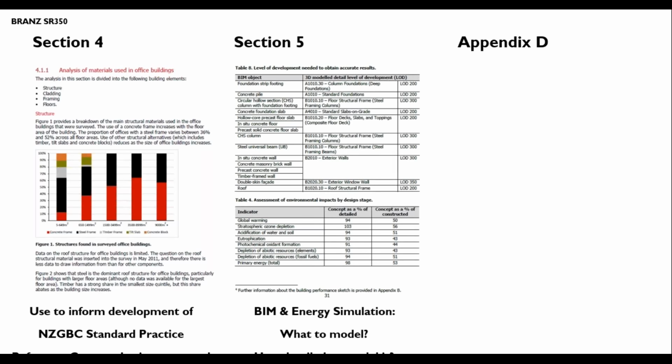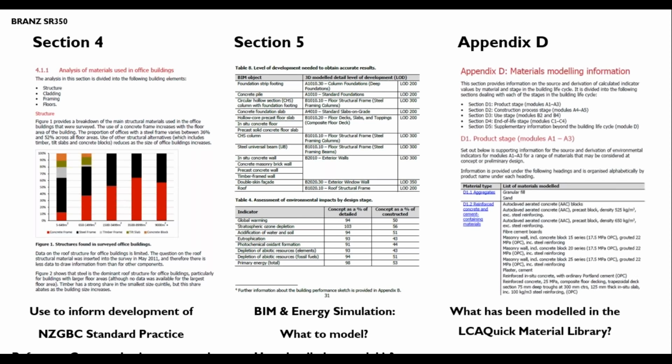Section 5 of the report contains information about the BIM and energy simulation processes. It tells you what to model and how detailed to model it so that you can produce results you trust. Appendix D contains information about what are the different processes and inputs that have been included in the life cycle of the LCA Quick material library.